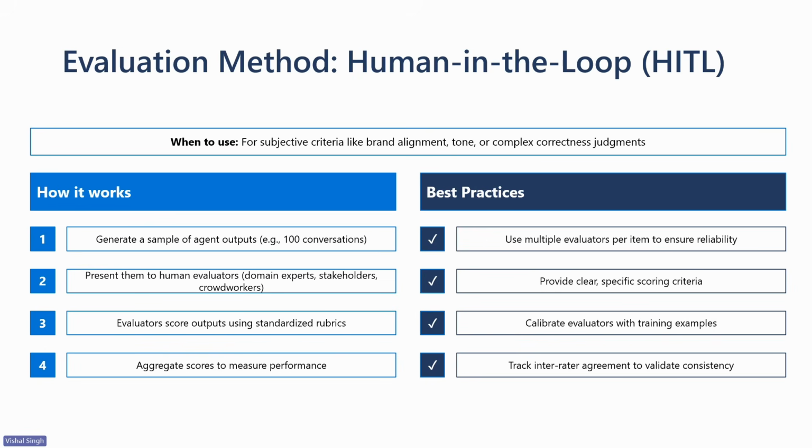While doing so, it is very crucial to understand that one should use multiple evaluators so that it is reliable and there is no bias. One should provide clear-cut scoring criteria so that there is no confusion when the scoring is being done. One should calibrate the evaluators with the right set of training to ensure that they are well equipped with the right approach, and have inter-rater agreement to validate the consistency. So this is human in the loop, the basic foundational approach that is often worked with.